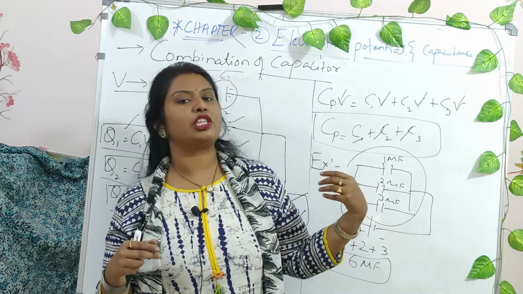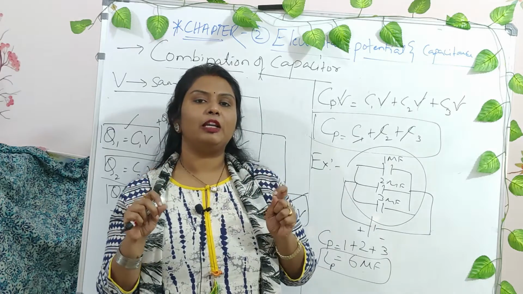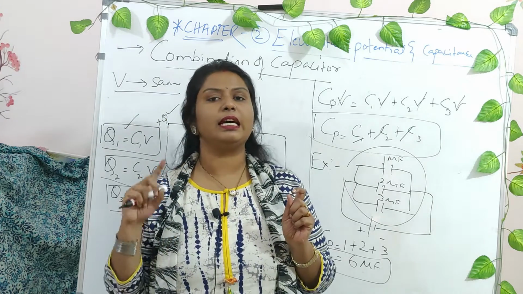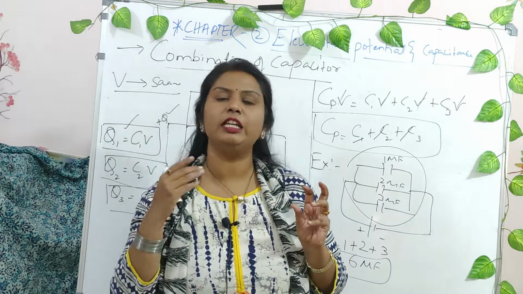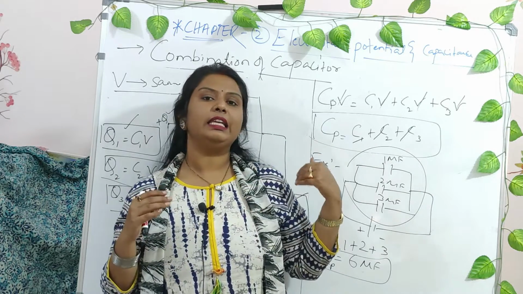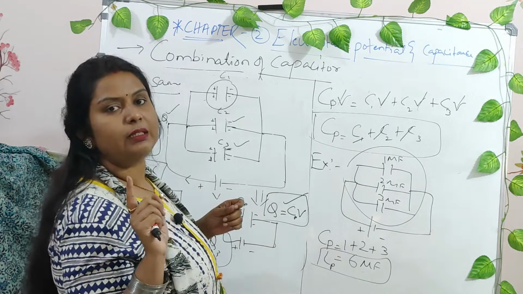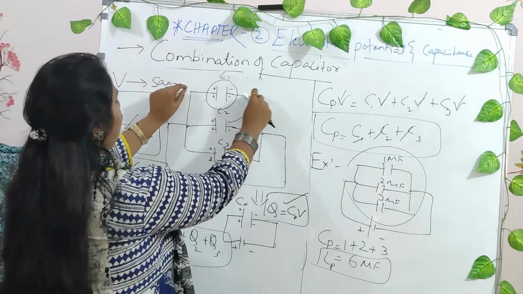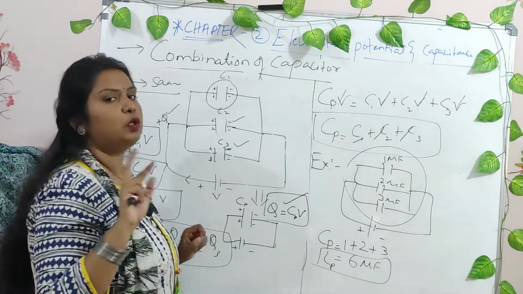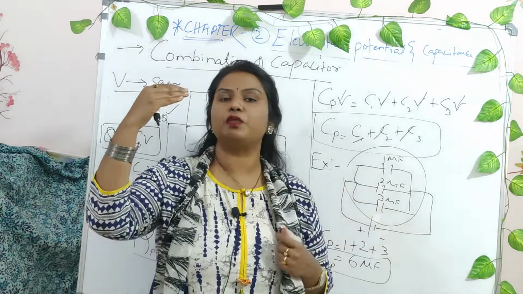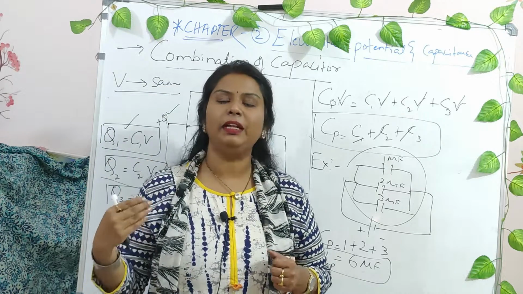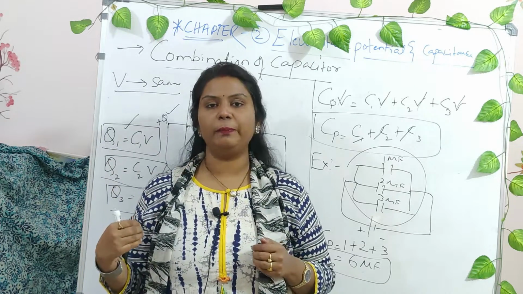In the parallel combination, what happened? In parallel combination, what is the main difference? In series, the charge remained constant, potential was different, right? Here, what happened? Potential remained constant. Why? Because the terminals of all the capacitors are directly connected to the positive and negative. The potential of C1, C2, C3 are all the same, and the charge value is different, right?